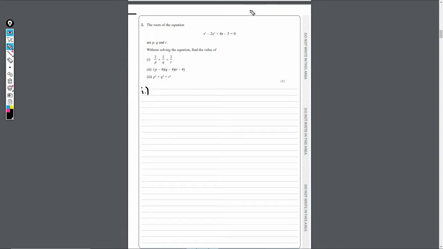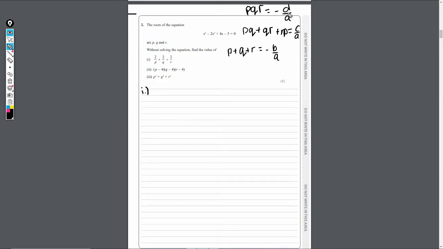Remember, for a cubic, we've got 3 roots, p, q, r, so pqr is going to be equal to minus d over a. We're also going to have pq plus qr plus rp, and that will be equal to c over a. And then finally we're also going to have p plus q plus r, and that's going to be minus b over a. Okay, so these are the 3 expressions that we're going to need.